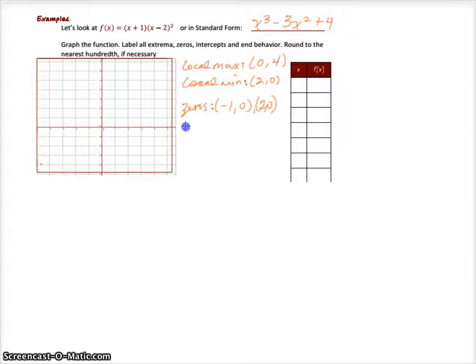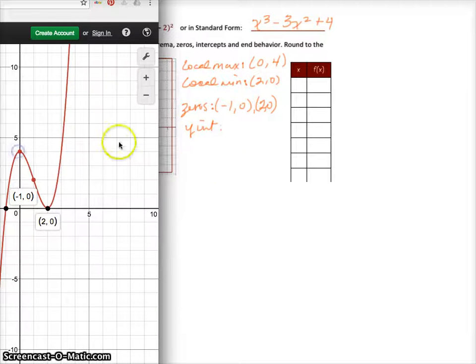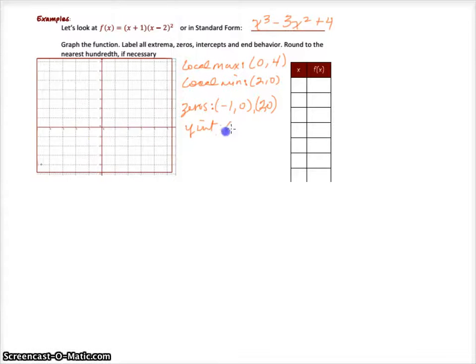And it wants our y-intercept. The y-intercept was (0, 4). I can turn these points off now. So (0, 4), because it's where it crosses the y-axis. And the end behavior is positive. So it goes from negative infinity to positive infinity.